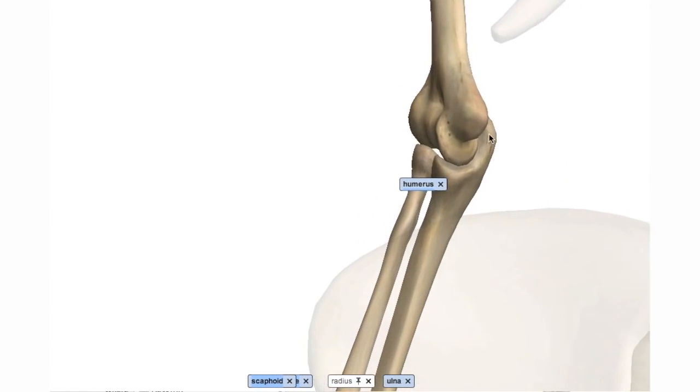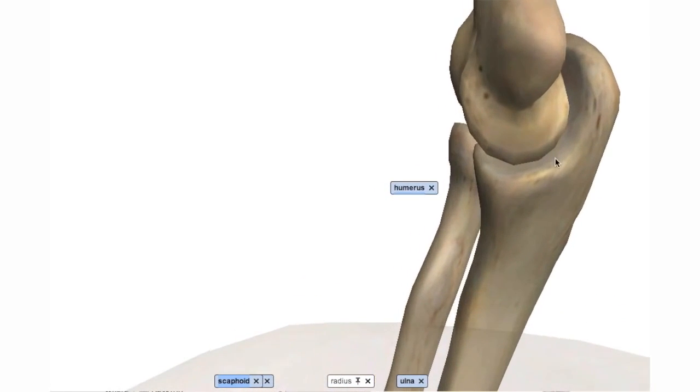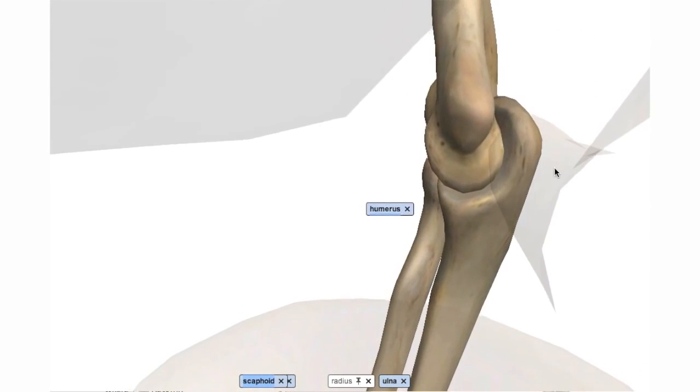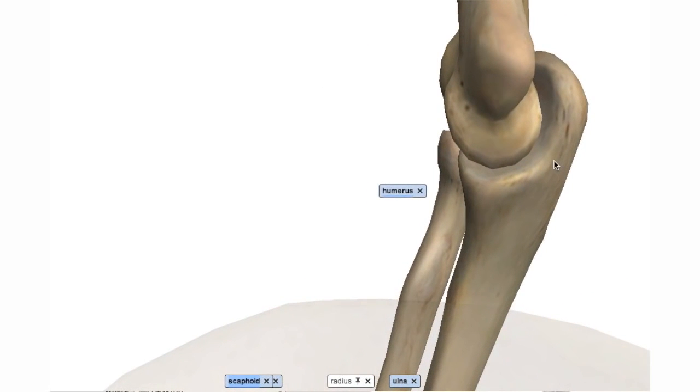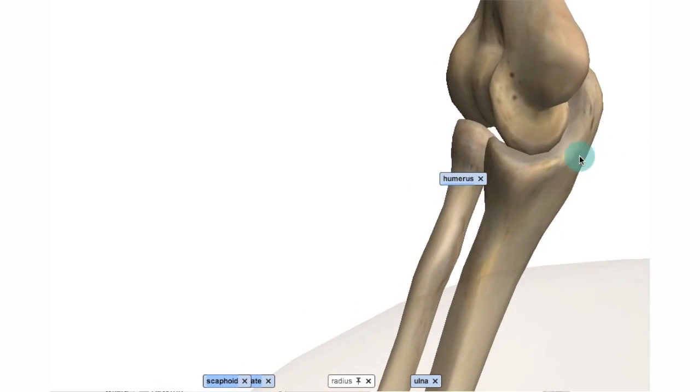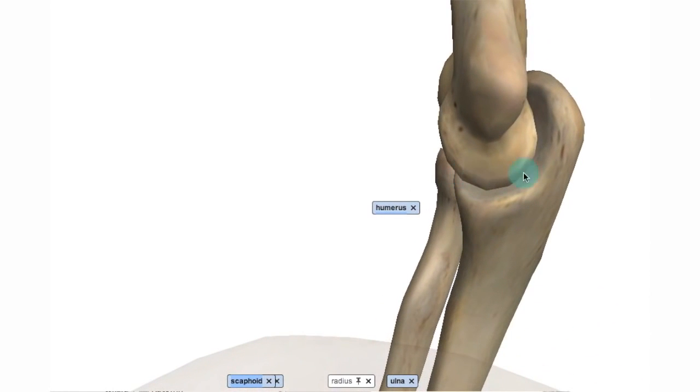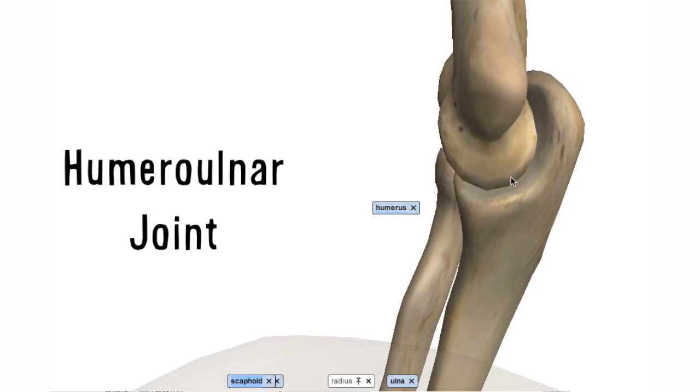Now let's talk about articulations that you find within the ulna. And the first one, which is pretty evident here and part of the elbow joint as well, is happening between the trochlear notch of the ulna here and the trochlea of the humerus. And this is known as the humero-ulnar joint.